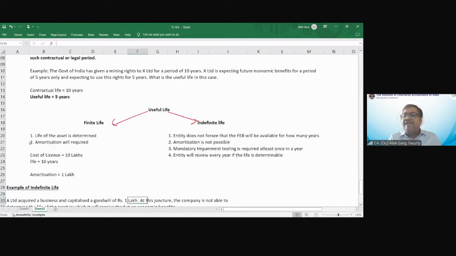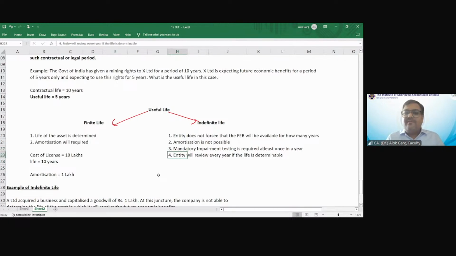Useful life could be a finite life or an indefinite life. Finite life means the life of the asset is determined, and amortization will be required. For example, cost of license is 10 lakh, life is 10 years, amortization is 1 lakh. If it is an indefinite life, it means the entity does not foresee for how many years the future economic benefit will be available. Amortization is not possible, but mandatory impairment testing is required at least once in a year.